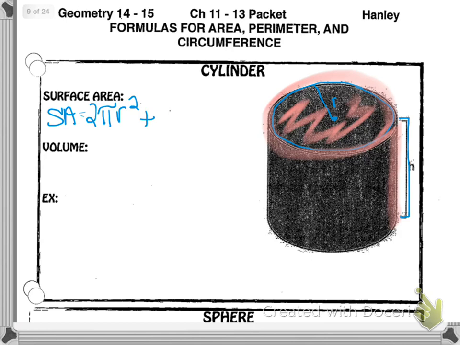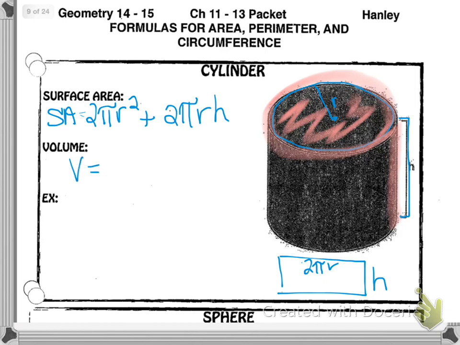So we're going to add the distance of our circumference, and think about this rolled out, it would look like a rectangle. It would have the height, and then circumference would be the length. Since circumference is 2 pi r, that's going to be the length, and the width would be the height. So 2 pi r h. That will give you your surface area. Volume here is pi times the radius squared, so area of the base, times the height.